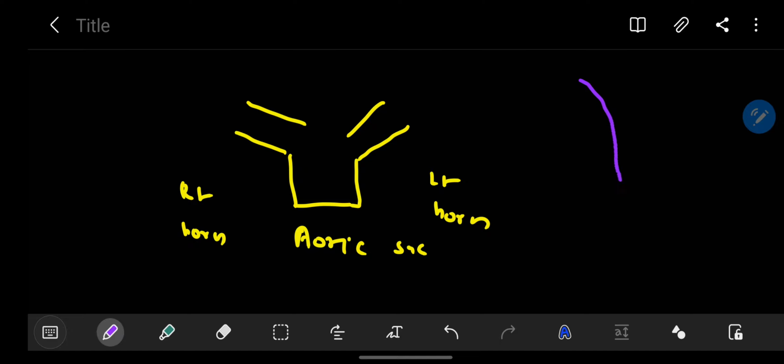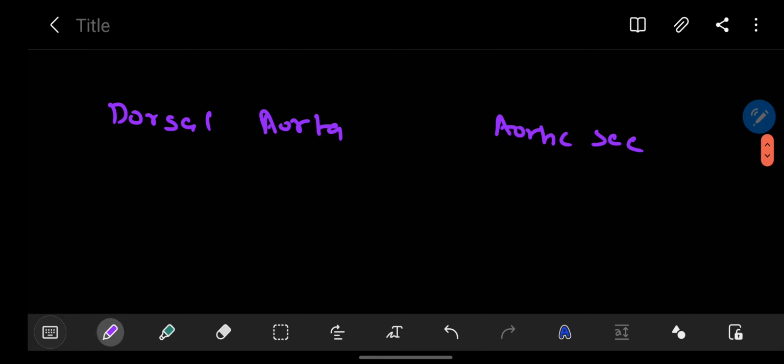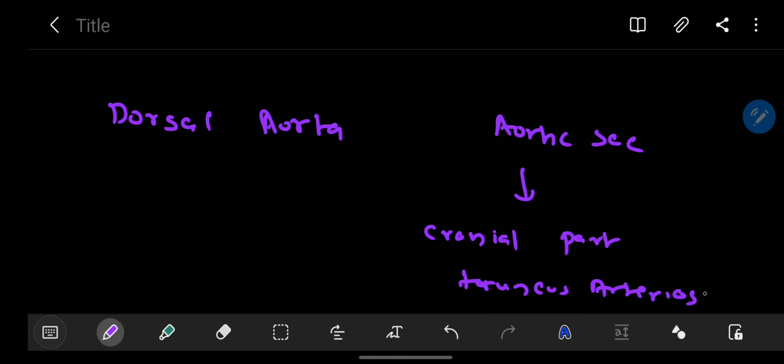So this is the dorsal aorta on either side. And actually the aortic sac is the cranial part of the truncus arteriosus. So we have a heart tube. In that heart tube, there is the truncus arteriosus, and its cranial part is the aortic sac.